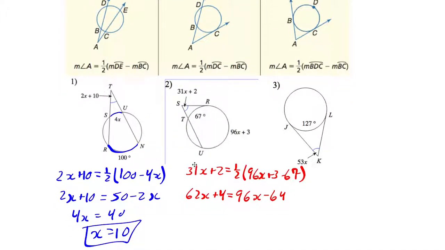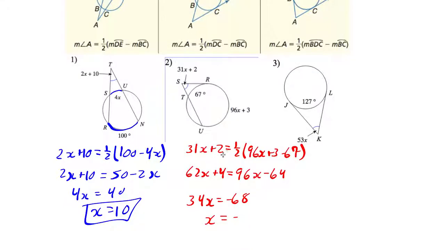And so I can combine my like terms. So I get 96 minus 62, which is 34. So I get 34x is equal to negative 68. So x in this case is equal to, oops, this is a negative 34, so that means that x is equal to a positive 2.